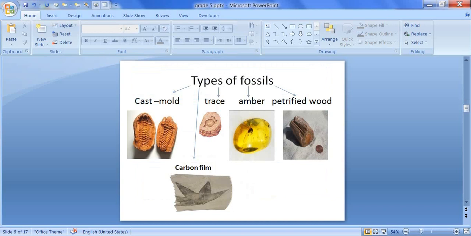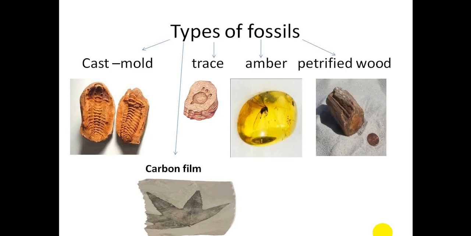Types of fossils. We have 5 main types of fossils: cast and mold, carbon film, trace fossil, amber fossil, and petrified wood. So how many kinds of fossils do we have? Stay with me. 5. Cast and mold, carbon film, trace fossil, amber fossil, and petrified wood. Now we will take every kind of fossil and speak about each kind in detail.